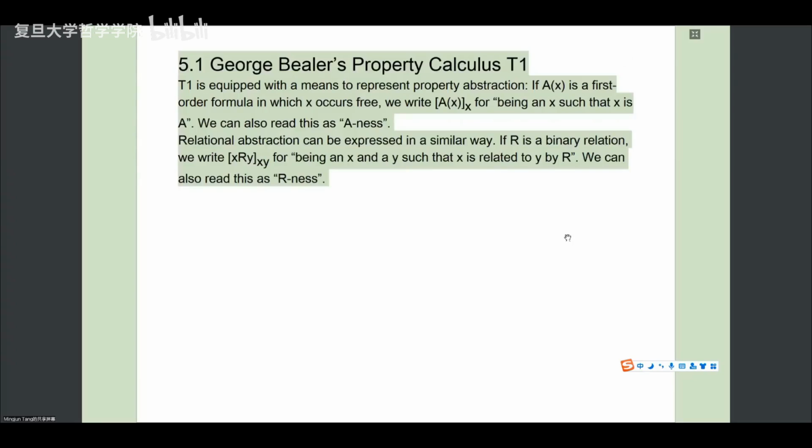This kind of notation is something which might remind you of something else when you have studied logic.